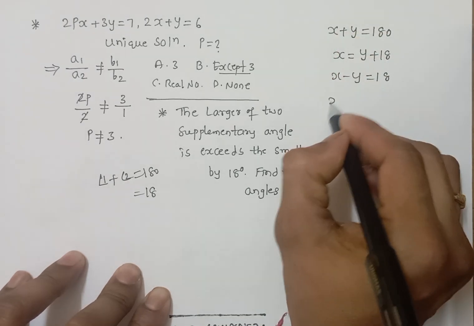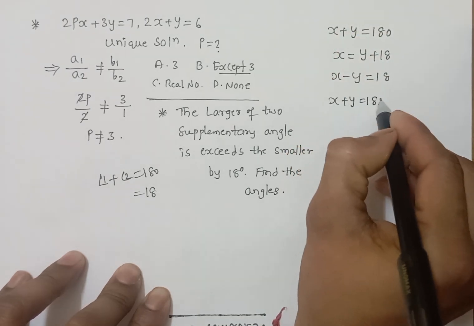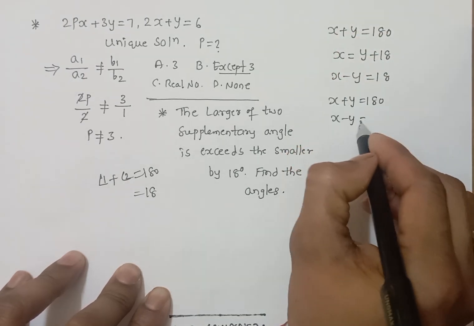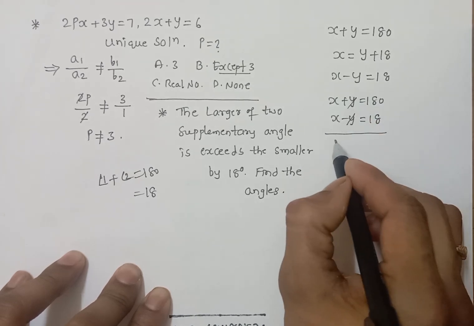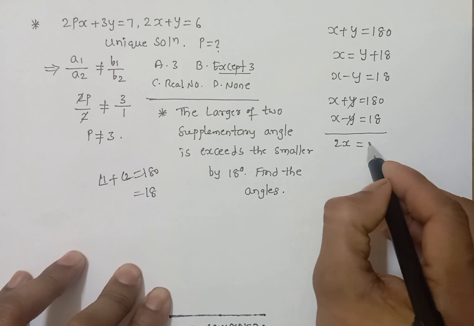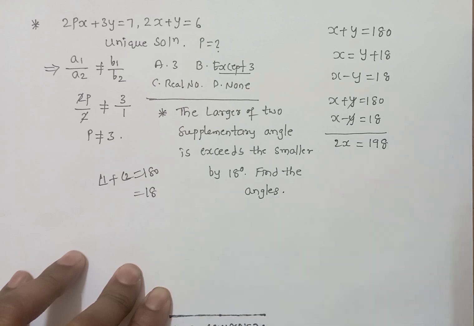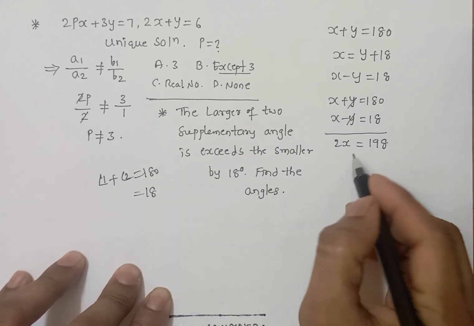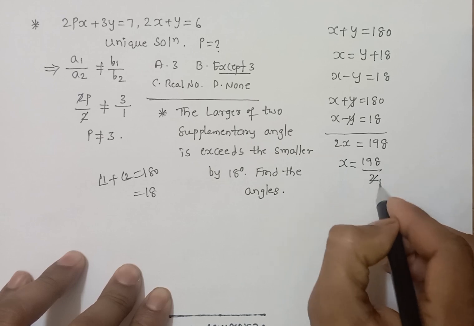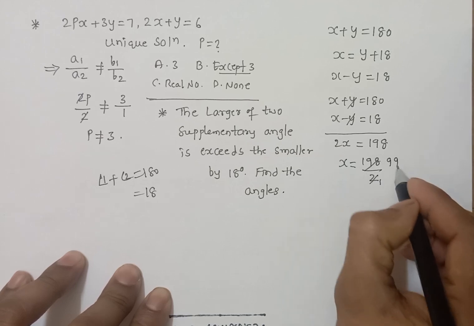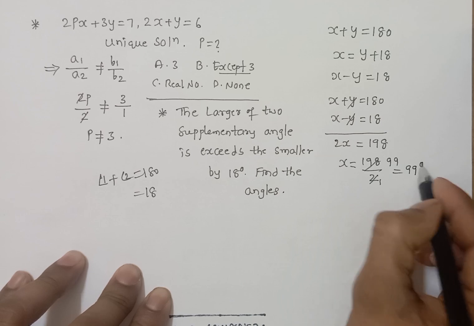Let us solve these two equations. x + y = 180, x - y = 18. What do we get? We get 2x = 198. What about the x value now? x = 198 by 2. 2 nines are 18, and 2 nines are 99 degrees. The larger one is 99.